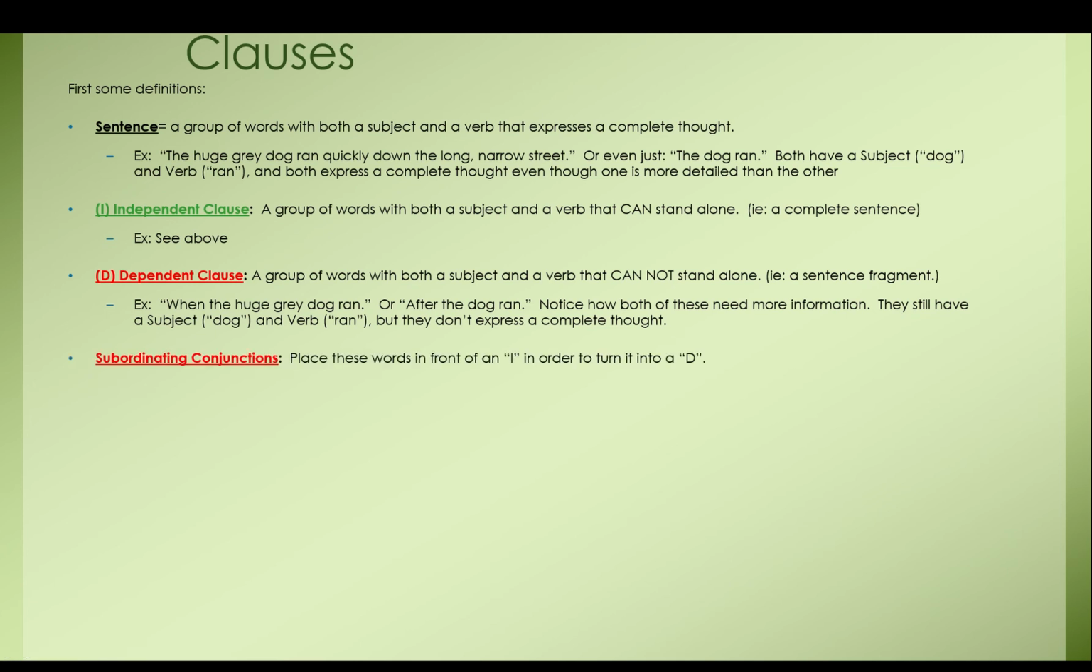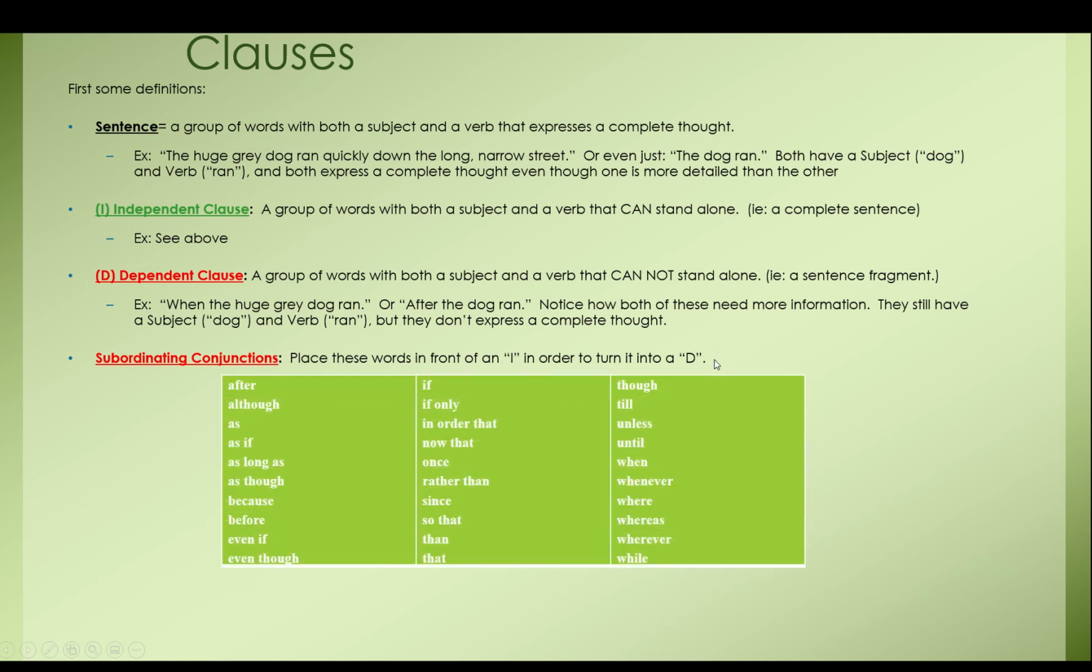There are some words called subordinating conjunctions. I don't care if you remember that term, subordinating conjunctions. Just know that these are the words that you can place in front of an I, an independent clause, in order to magically, presto change-o, turn it into a D, a dependent clause. And there's a list. I don't expect you to memorize this at all, but having a couple of these handy in your mind helps. Put any one of these in front of a sentence, in front of an independent clause, and it suddenly becomes a dependent clause.